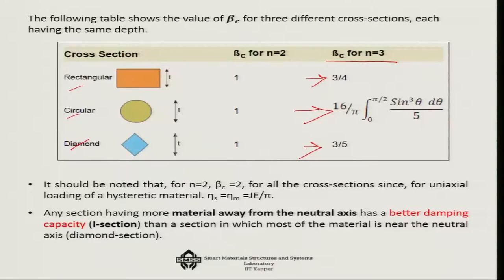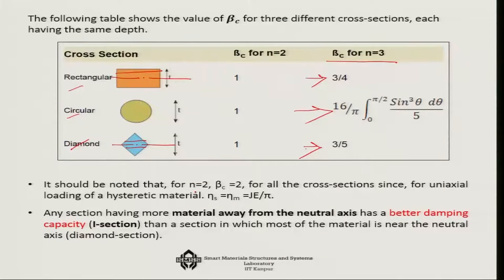If you do all these things, then what you will find is that among these particular cases, rectangular is definitely better than the diamond cross section. In fact, the reason why it is better is because with respect to the neutral axis, in the rectangular cross section there are relatively more materials which are away, whereas in the diamond cross section more materials are close to the neutral axis and less materials are away. So, as a result the beta c is more for the rectangular cross section and less for diamond.